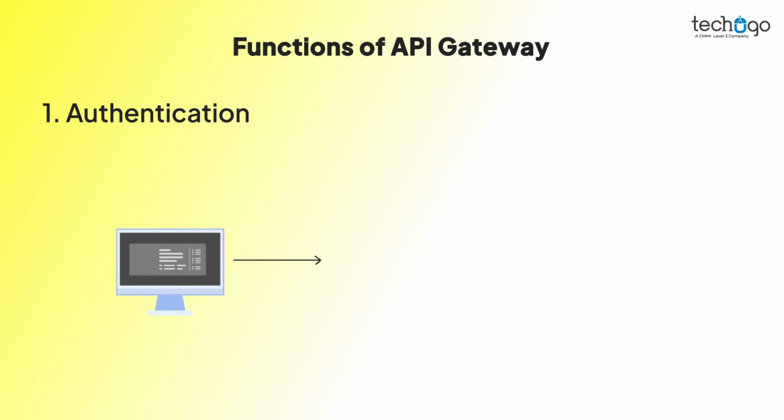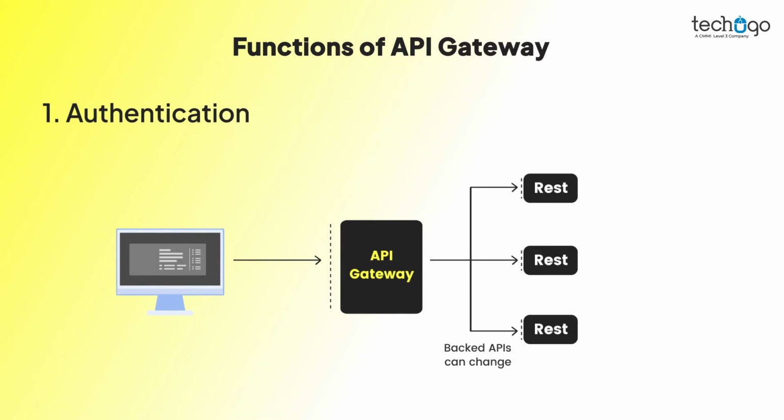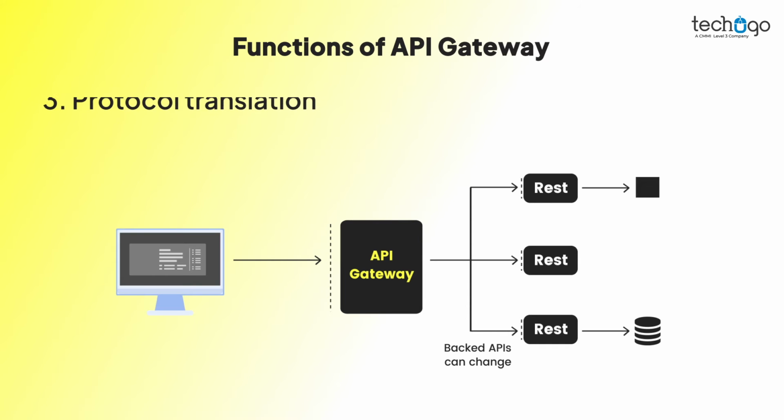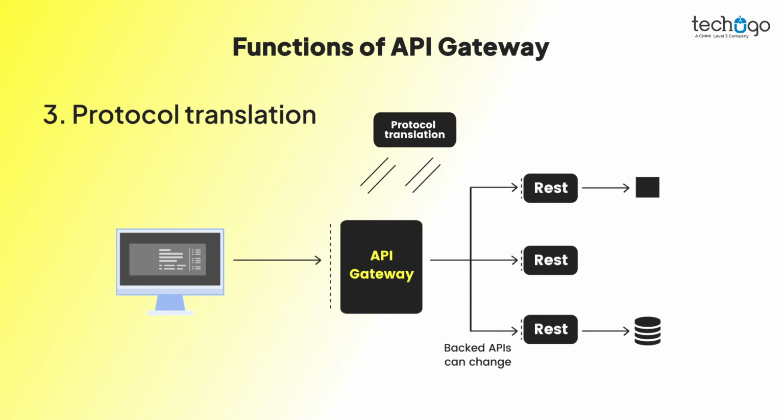First, authentication. API Gateway authenticates all the requests that come from the client. It allows only authenticated requests to access the microservice. Next is load balancing. API Gateway checks the load of each microservice so that a microservice will not be overloaded. Next, protocol translation. If the client generates the request in one protocol and the API or microservice accepts the request in a different protocol, the API Gateway transforms the request into the appropriate protocol.